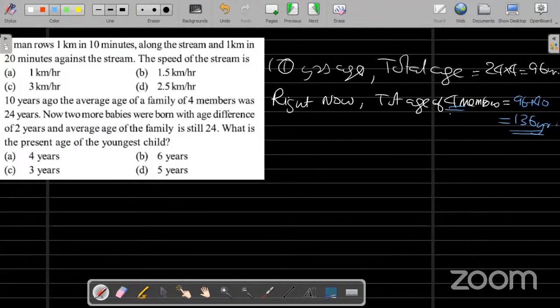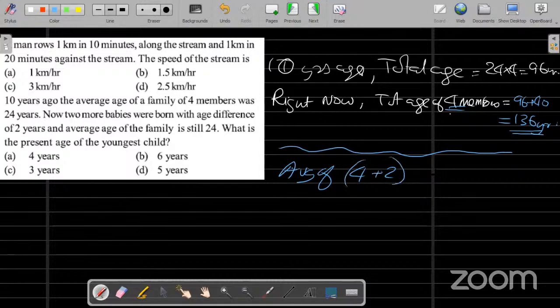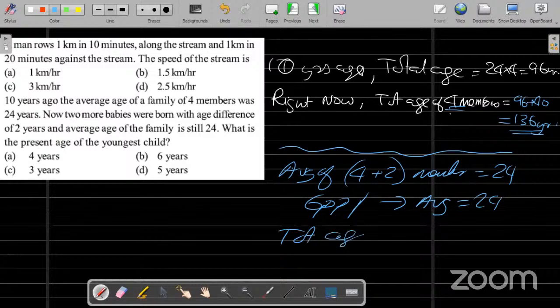Now, it is given that 2 more babies were born with a difference of 2 years. So now consider, at present, how many people are there? Originally 4 people were there and 2 more are there, total 6 members, and the average of 6 members is 24. So what is the total age of 6 people now? 6 into 24, that is equal to 144 years.